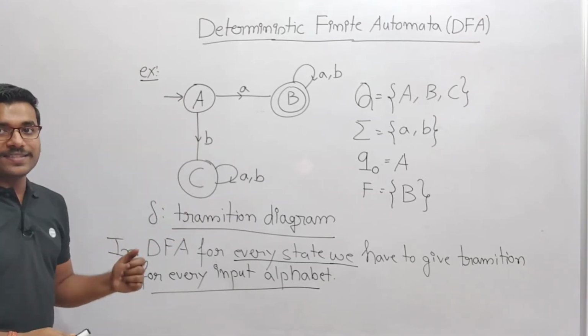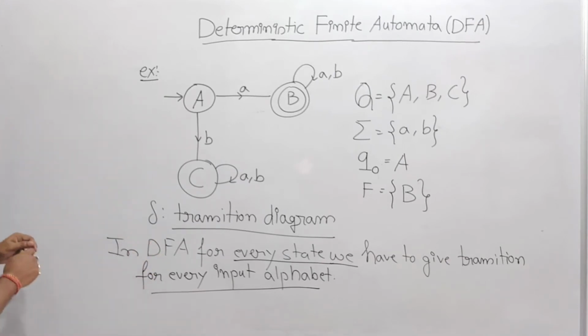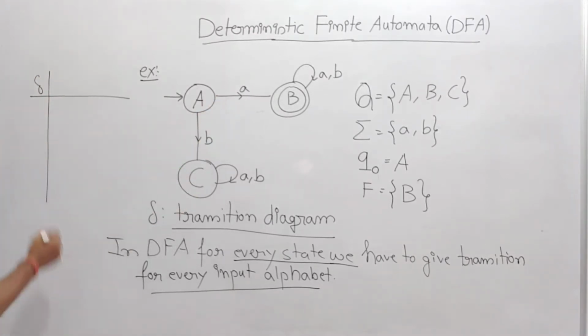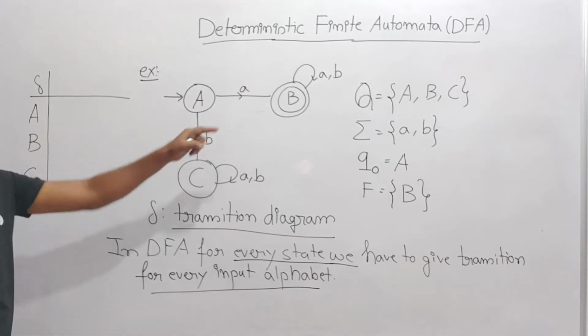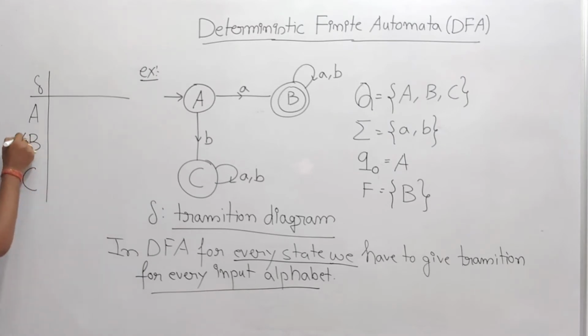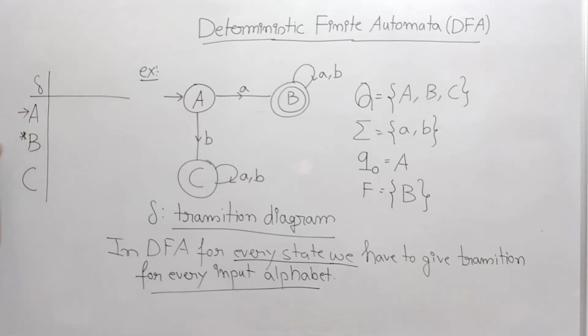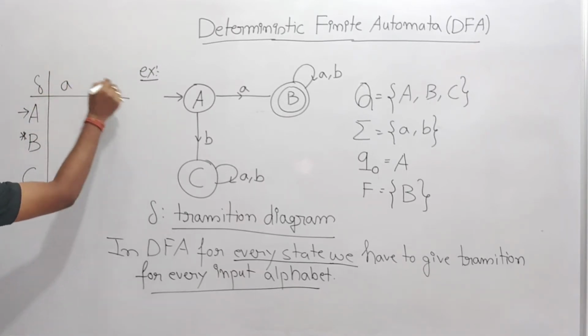Now see the transition table, or that is even called the transition function. So in the transition table, here we are going to write the states. States here are A, B, C. Final state is B, so for the final state we have to give a star, and initial state is A, so we have to give an arrow. And input alphabet you have to write here. Here the input alphabet is A and B.